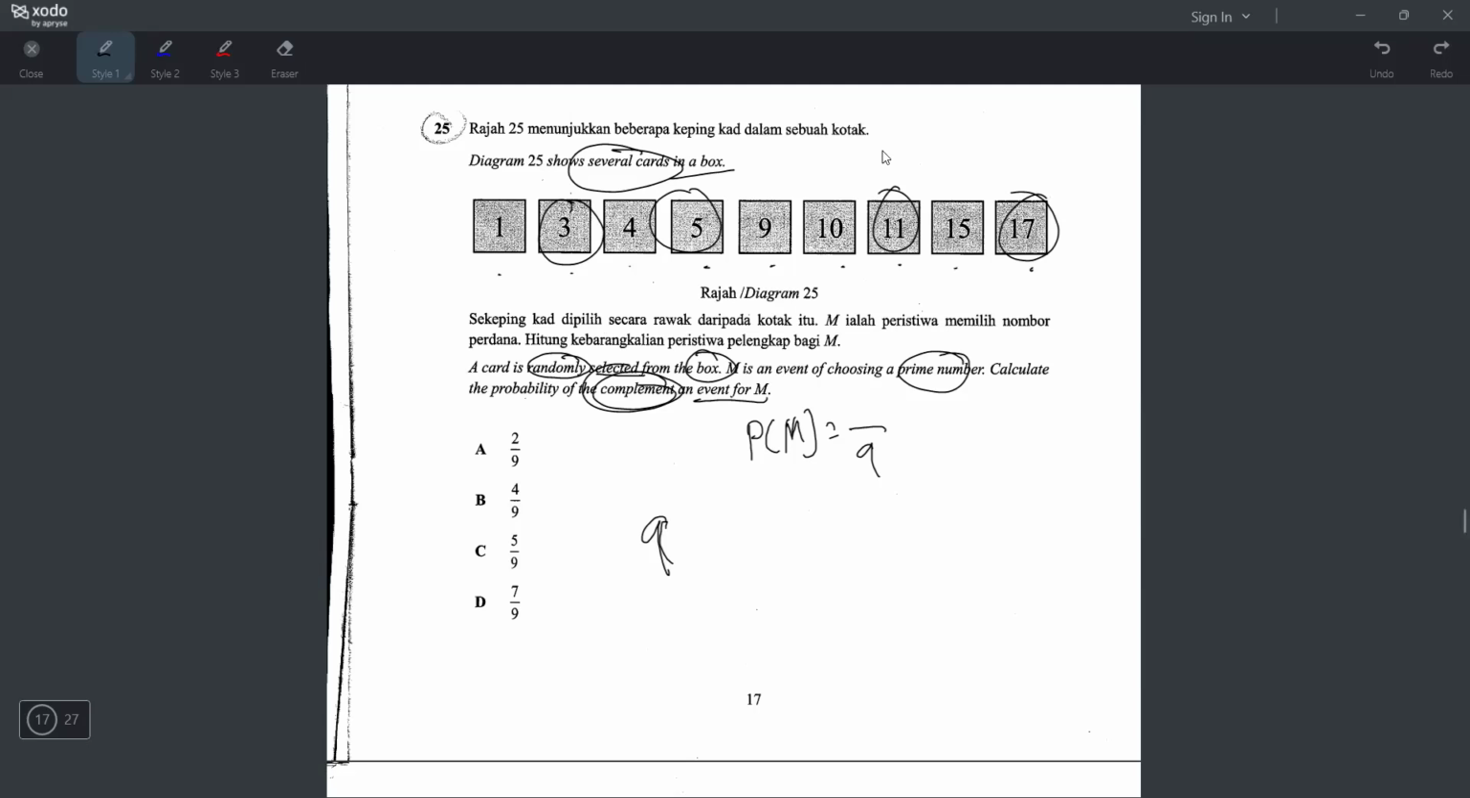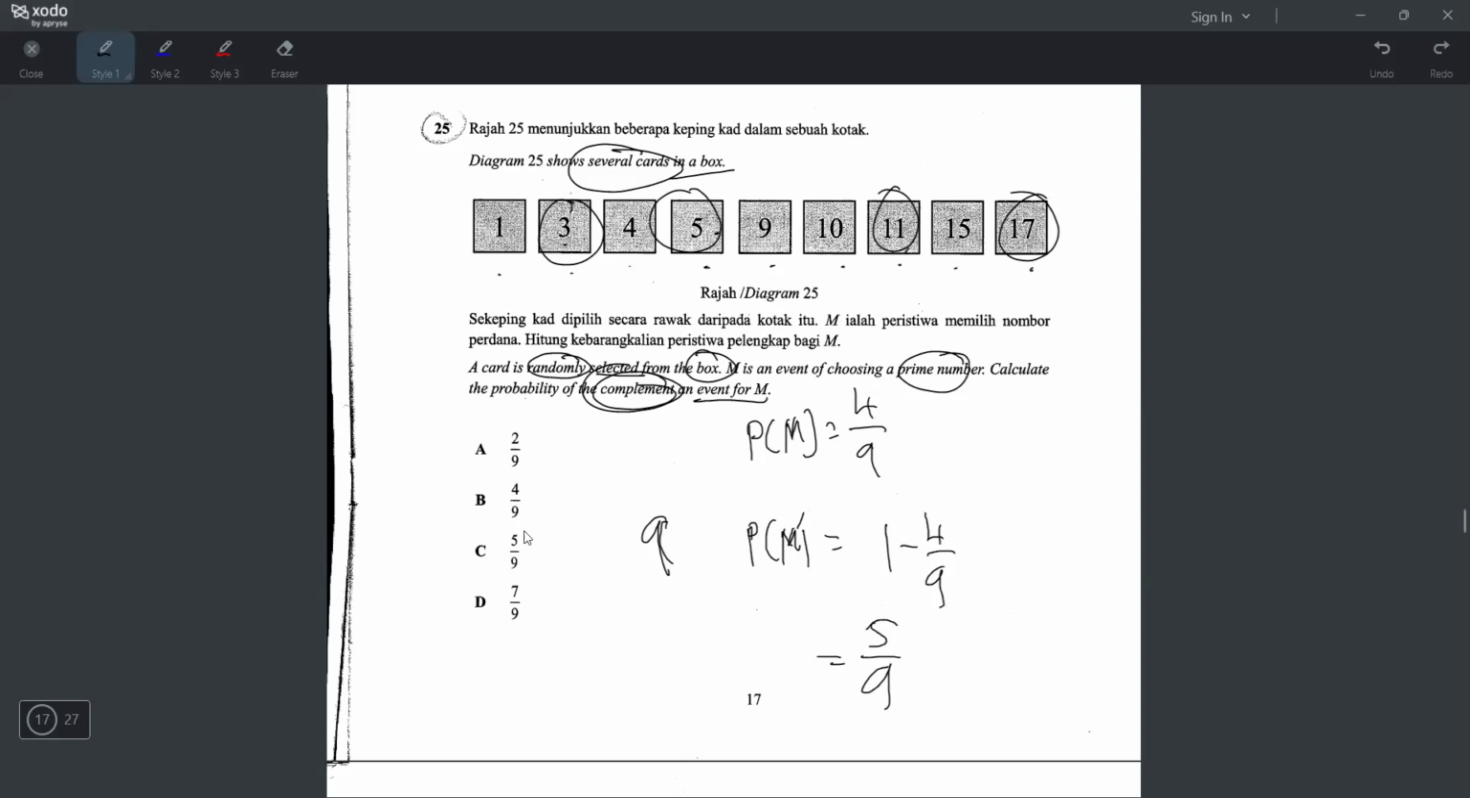It means the smallest prime number is 2. But the 2 is not here, that's why I never circled it. All right, so how many over 9? 1, 2, 3, 4. The probability of M is 4 over 9. But I want the probability of the complement of M. It means 5 over 9. How do you get it? Just take 1 minus 4 over 9, and then you get 5 over 9.